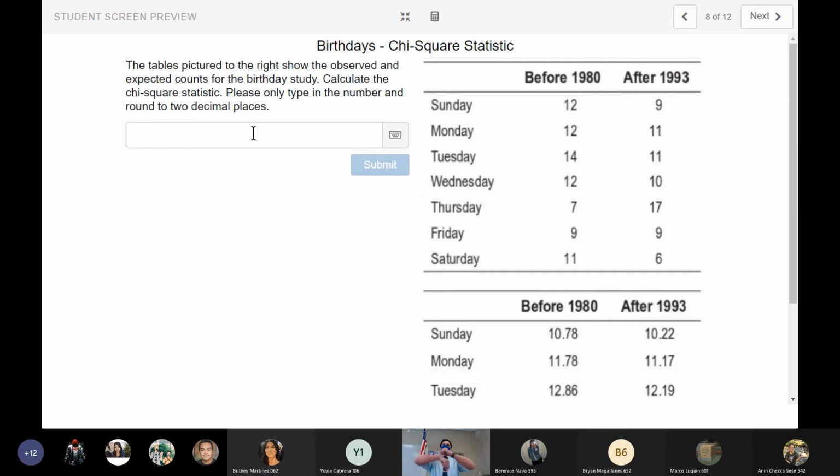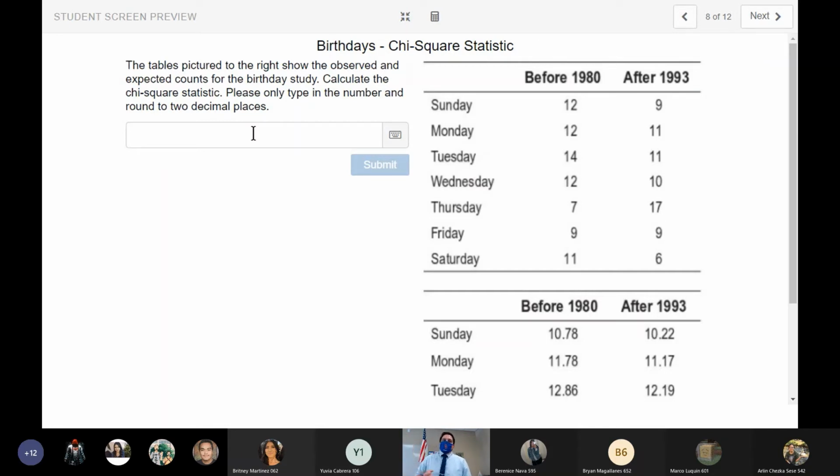All right. So the tables pictured to the right show the observed counts, which is the first table, and expected counts, second table. For the birthday study, calculate the chi-square statistic. Please only type in the number and round to 2 decimal places. I do not need you to type in the whole things that you're adding up and multiplying, dividing, all that stuff. I don't need you to show the variable. I just want the value of the chi-square statistic.